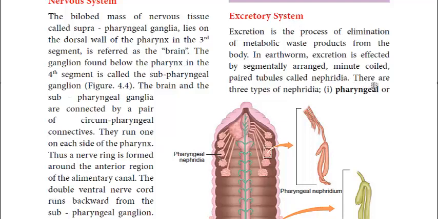Okay, right. And this nephridia is acting like a kidney. It removes the extra metabolic waste which is found in the animal body, and it eliminates it outside the body. There are 3 types of nephridia.